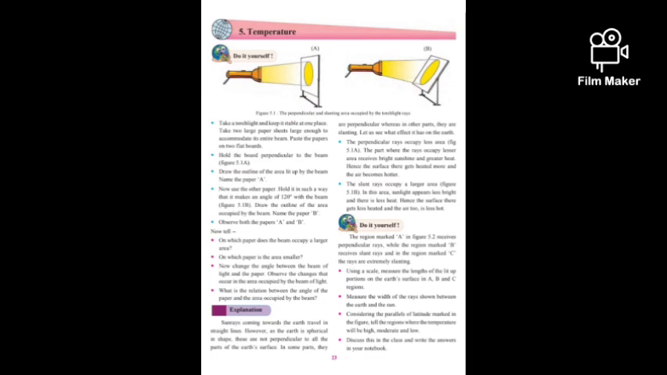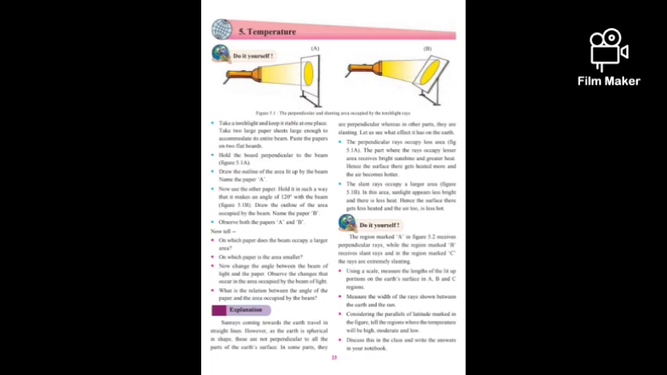So, where the sunlight comes slant, the rays are slant, so it occupies more area. But the heat received is less. Because heat received is less, why? Because the area occupied is more due to the slant rays. Hence the surface there gets less heated and the air too is less hot.